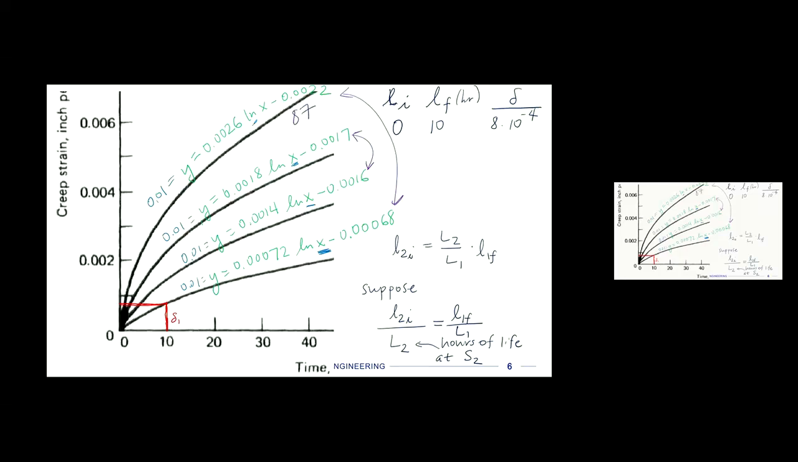So at the highest load, we can go 87 hours, right? That was basically on the chart. At the second highest load, we could go 680 hours. Third highest, 4,040 hours. And at the lowest load, 2.57 times 10 to the 6th. It takes a very long time for us to reach some critical creep strain.